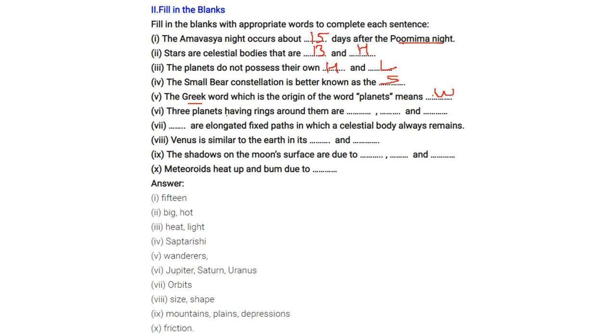Three planets having rings around them. These are Jupiter, Saturn, and Uranus. Dash are elongated fixed paths in which a celestial body always remains, and this is nothing but orbits. Venus is similar to the Earth in its size and shape. The shadows on the moon's surface are due to there being mountains, plains, and depressions. Meteoroids heat up and burn due to friction.